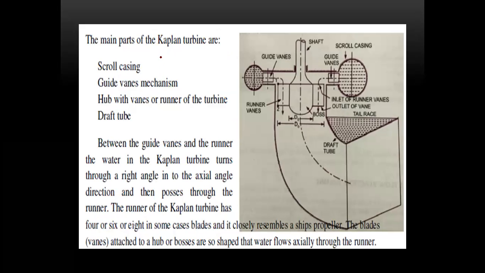Now see the important parts of the Kaplan turbine: scroll casing, guide vane mechanism, hub, draft tube.